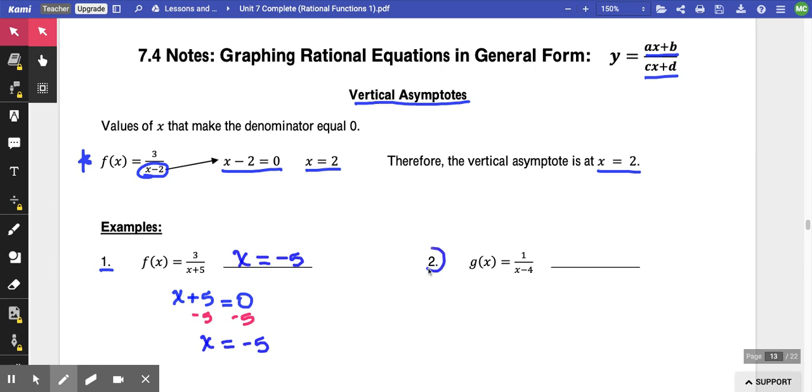Okay, now you try number 2, and then when you get the solution, answer the question on the Google form.